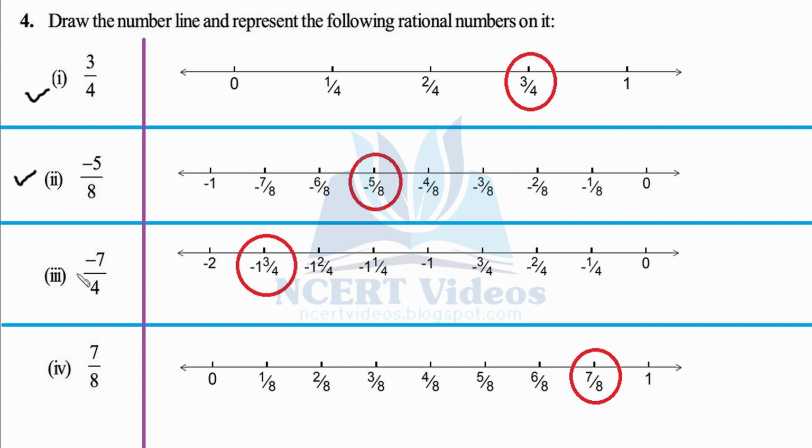Now here's the tricky question. Minus 7 over 4. From this rational number, what we know so far is that we have to divide the scale into 4 equal parts. But since it is improper, that means 4 are already there, 3 are extra. Therefore, when you try to solve, it lies between minus 1 and minus 2.